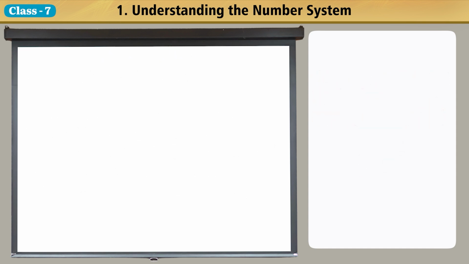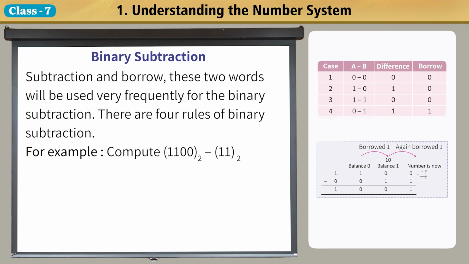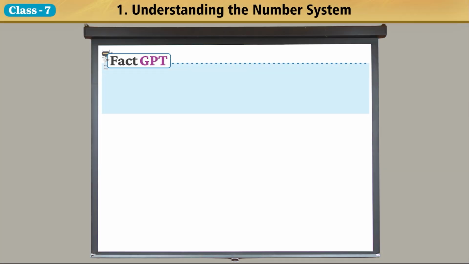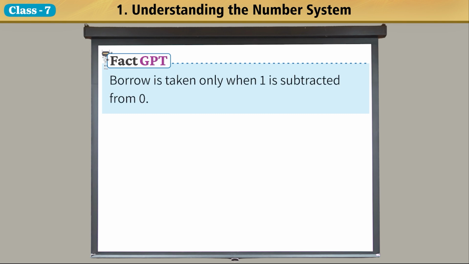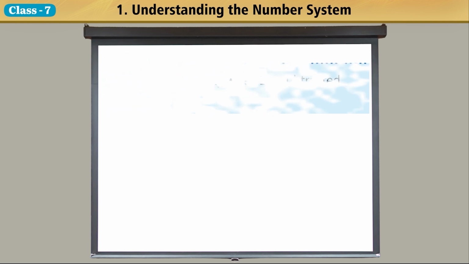Binary subtraction. Subtraction and borrow, these 2 words will be used very frequently for binary subtraction. There are 4 rules of binary subtraction. For example, compute 1100 sub 2 minus 11 sub 2. Fact: Borrow is taken only when 1 is subtracted from 0.